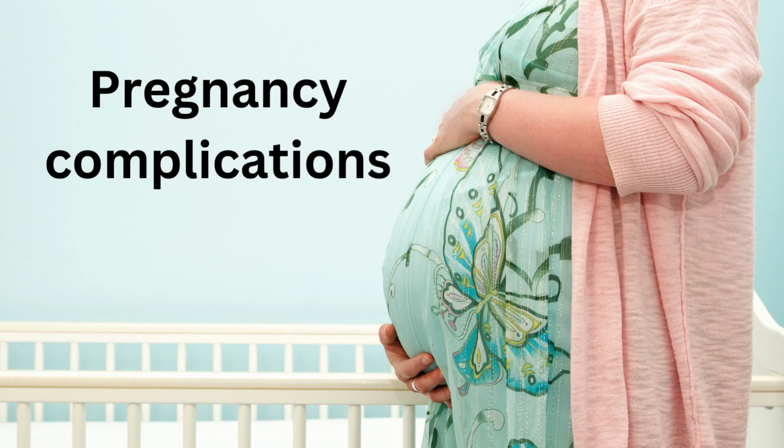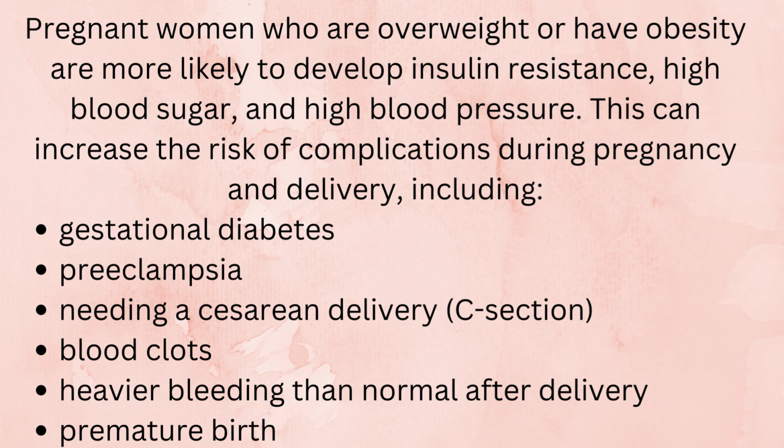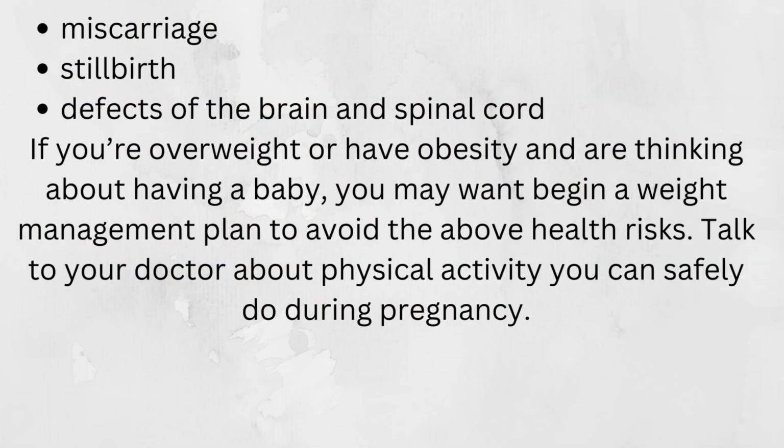Pregnancy complications. Pregnant women who are overweight or have obesity are more likely to develop insulin resistance, high blood sugar, and high blood pressure. This can increase the risk of complications during pregnancy and delivery, including gestational diabetes, preeclampsia, needing a cesarean delivery, C-section, blood clots, heavier bleeding than normal after delivery, premature birth, miscarriage, stillbirth, defects of the brain and spinal cord. If you're overweight or have obesity and are thinking about having a baby, you may want to begin a weight management plan to avoid the above health risks. Talk to your doctor about physical activity you can safely do during pregnancy.